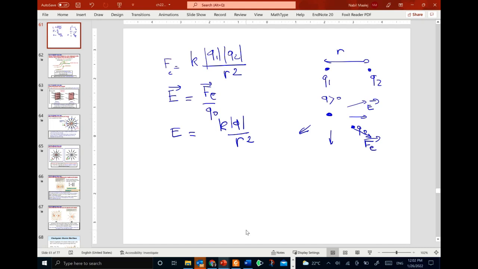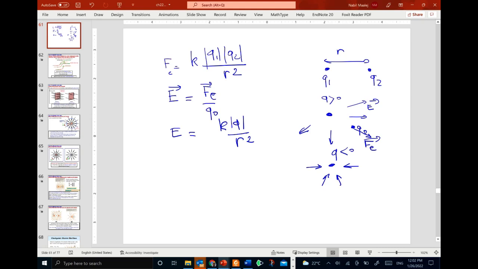So if the charge is positive, like in this case, the electric field is away. But if the charge is negative, the electric field will be pointing towards it, like this. And obviously, we can determine the magnitude of the electric field. So this is the magnitude of the electric field. It's Coulomb's constant times the charge q divided by the distance r squared. So you can see if we get close to the charge, the electric field is quite high. And if we get away from the charge, the magnitude of the electric field decreases as 1 over r squared.